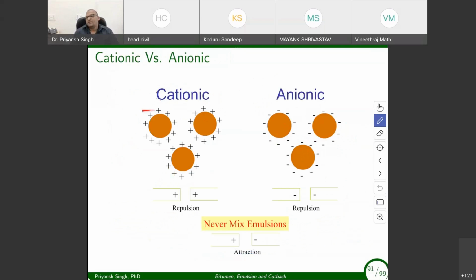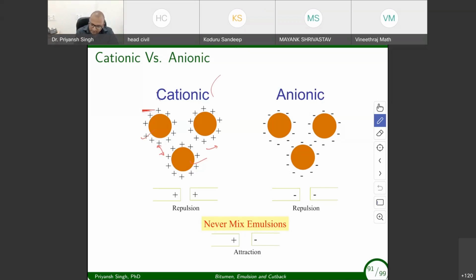Now this emulsifier or these additives will impart some charges to the emulsion. Those charges could be positive or negative. If I have a positive charge, I will have a cationic emulsion. If I have a negative charge, I will have an anionic emulsion. Because all the globules of asphalt binder now have the same charges, they will repel each other, and that's how it will stabilize the emulsion.